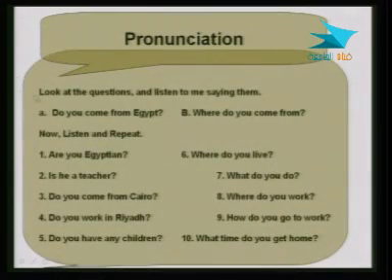Pronunciation. Here it says, look at the questions and listen to me saying them. Do you come from Egypt? Now notice that there is a rising intonation here. Do you come from Egypt? And here, where do you come from? The arrows here, as we said earlier, indicate either rising or falling intonation. Here it's rising, and here it is falling.